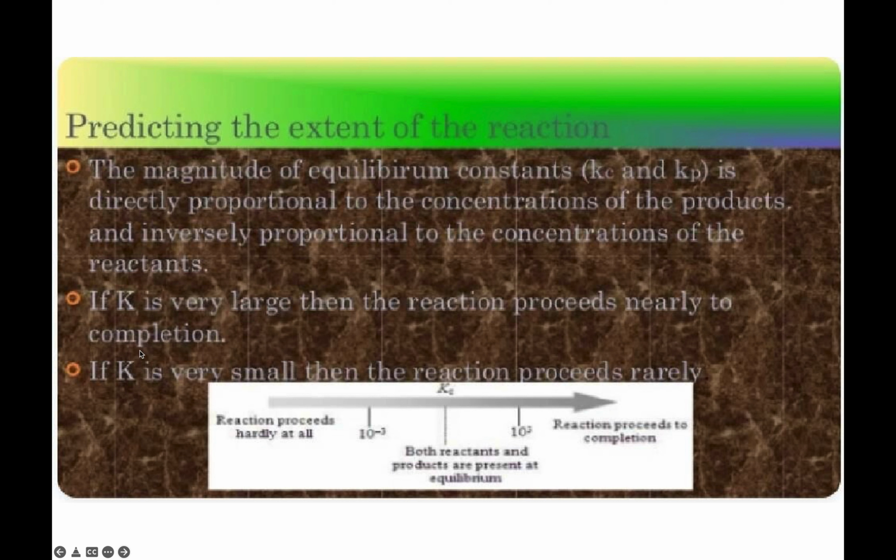Now how will you predict the extent of the reaction? The magnitudes of the equilibrium constants Kc and Kp are directly proportional to the concentration of the products and inversely proportional to the concentration of the reactants. If K is very large, then the reaction will proceed nearly to completion. If K is very small, then the reaction will proceed only very rarely. This is how we can predict the extent of the reaction. You can see here, proceeding to completion, both reactants and products are present at equilibrium. Here, if K is small, it rarely proceeds.